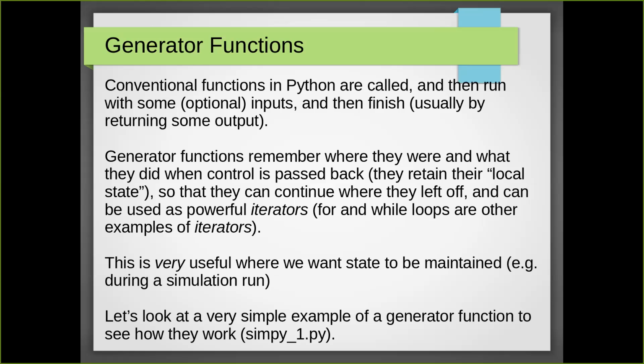But a generator function is different. It acts in exactly the same way, except that when control is passed back, i.e. when something's returned, it will freeze in place, so that when it's then called again, it will carry on from where it left off. It won't go back to the start of the function. It will carry on from exactly the point it left off. It'll be sort of unfrozen in time. And because of that, they can be used as powerful iterators.